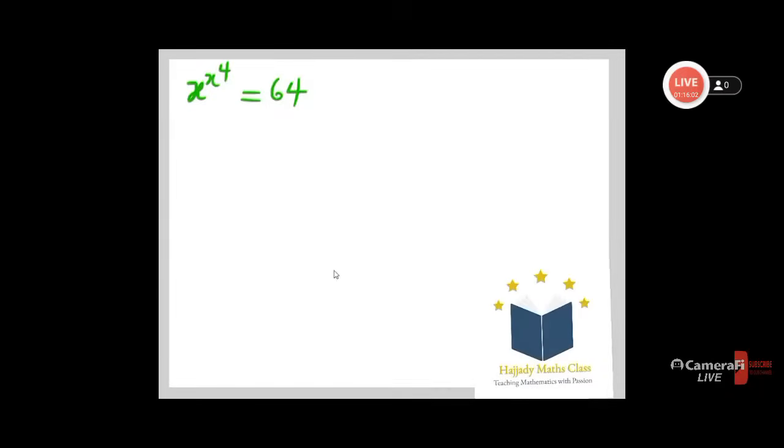We have x raised to power x raised to power 4 equals 64. So the first step for us to do here in solving for x is to raise both sides to the power of 4. So don't forget the rule of indices that says that a raised to power m, raised to power n, is the same thing as a raised to power mn, which is still the same thing as a raised to power nm. Okay, so we are going to apply this.